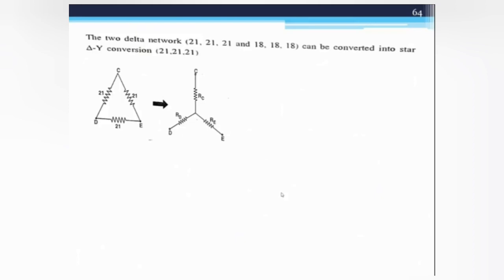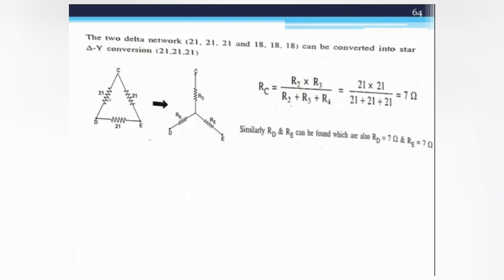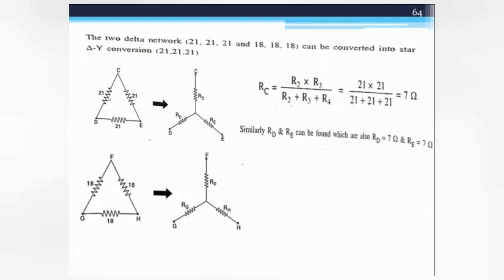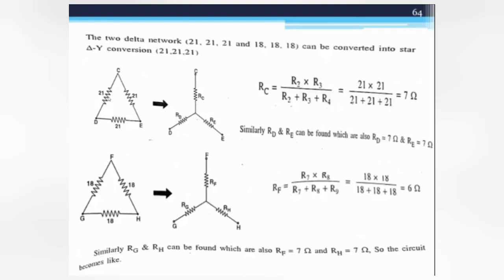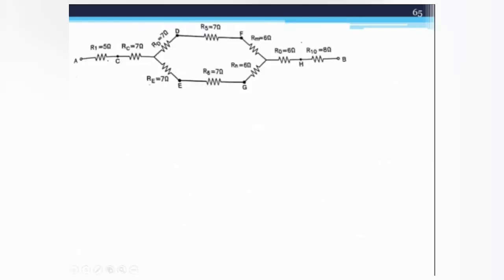So we get the value of RC, RD and RE, which are the same because all the values are 21 ohm. So RC equal to RD equal to RE is equal to 7 ohm. Similarly, we apply the delta to star conversion equation for triangle GFH. Again, the values are the same, 18, 18 and 18 ohm. Therefore, we get RF, RG and RH equal to 6 ohm. So when we replace these two deltas with the star form, our circuit becomes this one, RC, RD and RE, RF, RG and RH.